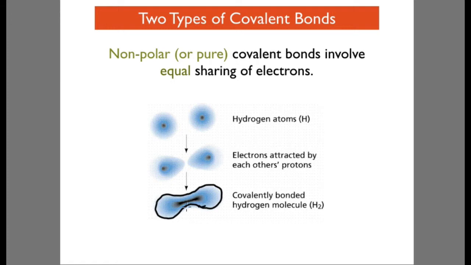You can see it's symmetrical. There's an even amount of electron density here as there is here. There's an equal probability of the electrons being found here as there are to them being found here.